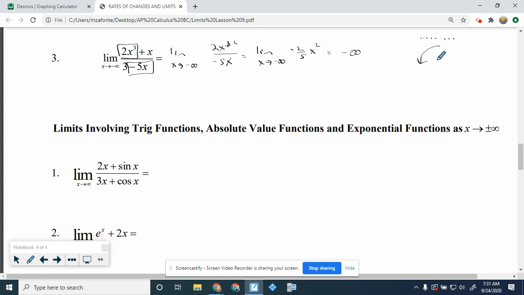And those are limits of rational functions as x goes to infinity. Pretty simple to do. Next video, we'll do the ones down below. Be good.